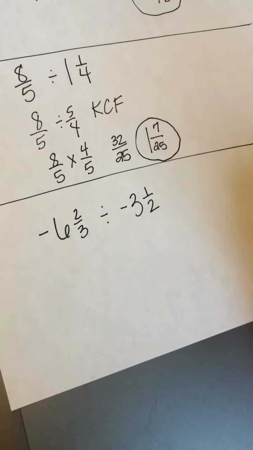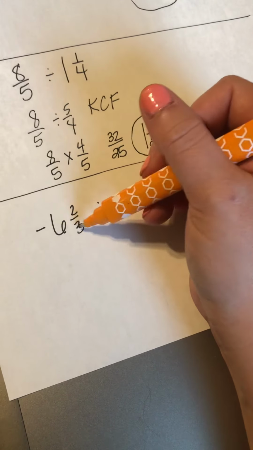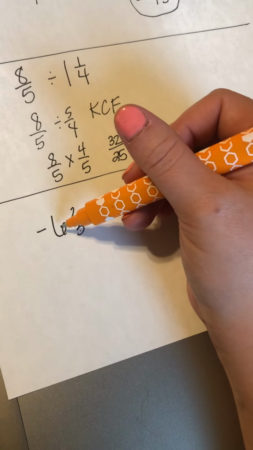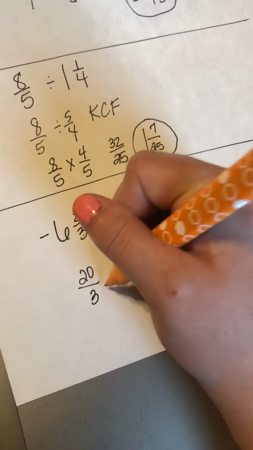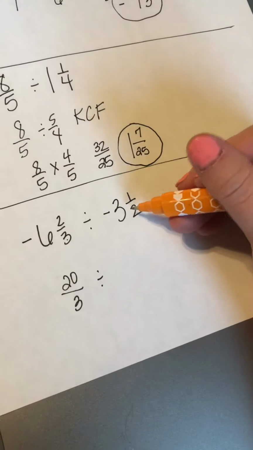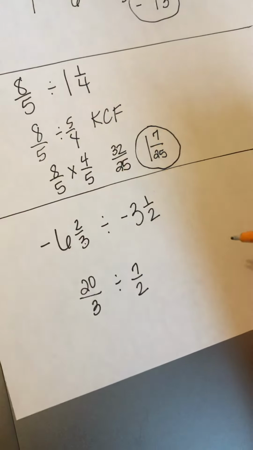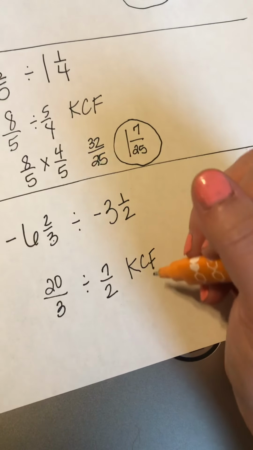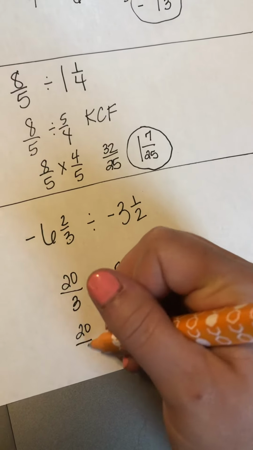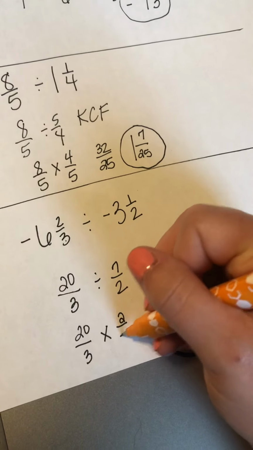Okay, now this last one is a little bit more complicated because we have a little bit more work to do here. We have some things to change up here. 3 times 6 is 18, plus 2 makes 20. And then I have 2 times 3 is 6, plus 1 is 7 over 2. Now again, this is dividing, so I'm going to do keep, change, and flip.